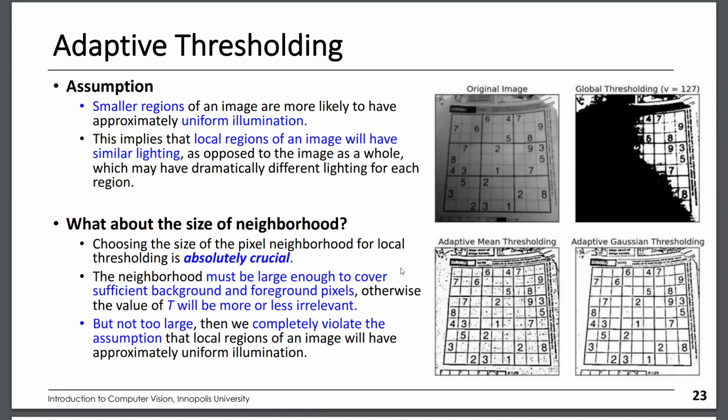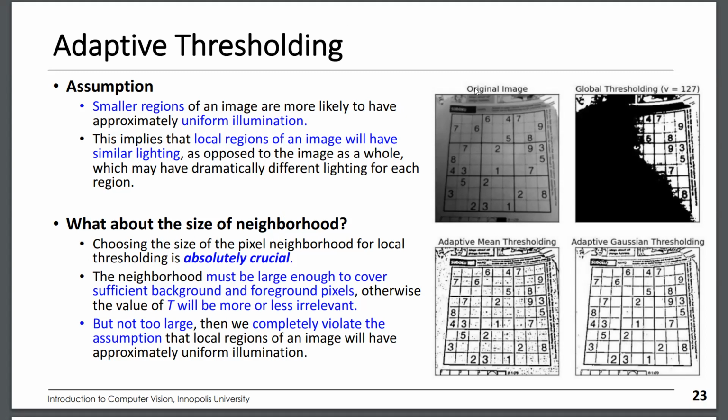43, okay. So the assumption of adaptive thresholding is that smaller regions of an image are more likely to have approximately uniform illumination. So they all look kind of the same in terms of illumination. The problem in this case is that it's illuminated differently. This place is kind of darker and this place is kind of lighter. This implies that local regions of an image will have similar lighting as opposed to the image as a whole, which may have dramatically different lighting for each region.